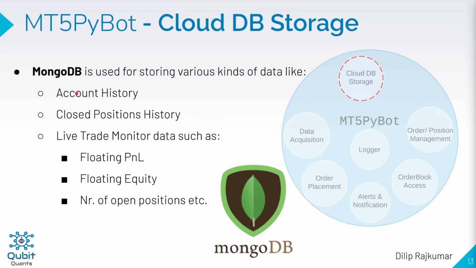So in MongoDB, we basically store all the data that is used for our performance metrics, analytics, and data visualization, such as the account history, the closed positions or deals history, as well as this live floating data, which is basically streaming in nature. These include the floating equity, P&L, number of open positions, etc.